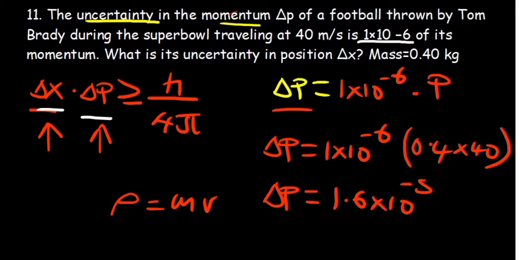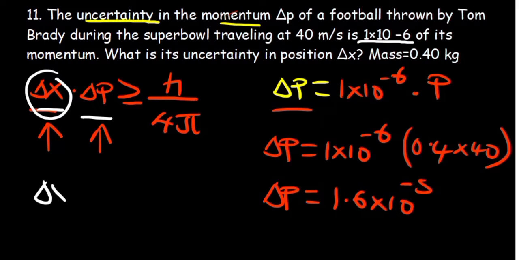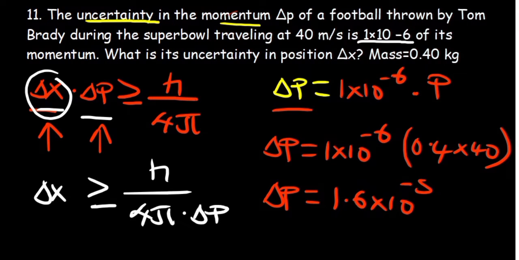So what is the question asking us to find? The uncertainty in the position. Position is change in x. So if you make it the subject, dividing both sides by the uncertainty in momentum, the uncertainty in position is going to be h over 4 pi multiplied by the uncertainty in momentum. So all we have to do is plug in the values that we have, and we'll get our solution.